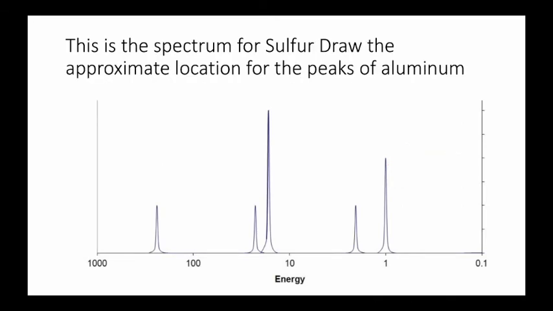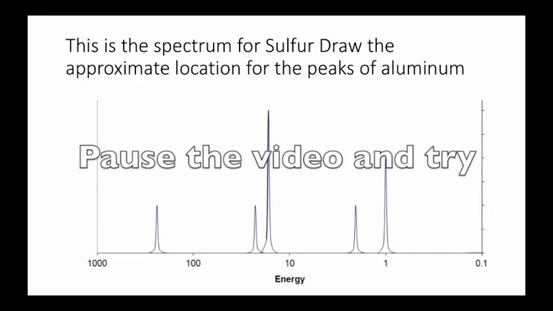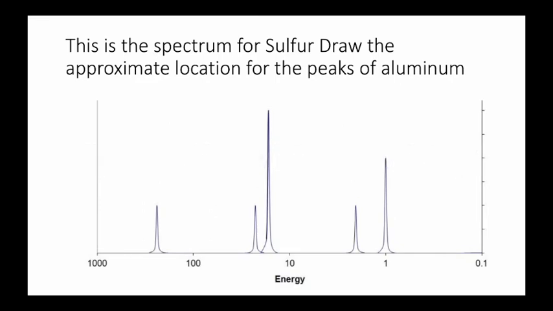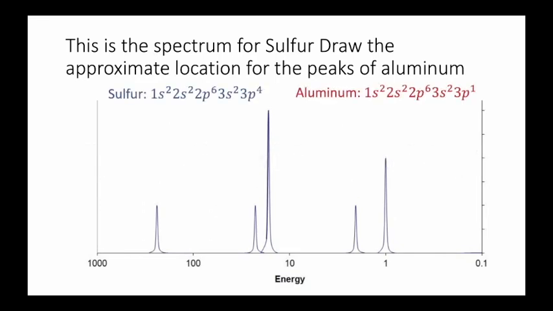Now for the fun one. This is the spectrum for sulfur. We are asked to draw the approximate location for the peaks of aluminum. Pause the video and give it a try. Well, the first thing I want to do is put together the electron configurations for sulfur and aluminum. And I can look at the periodic table to help me do this.